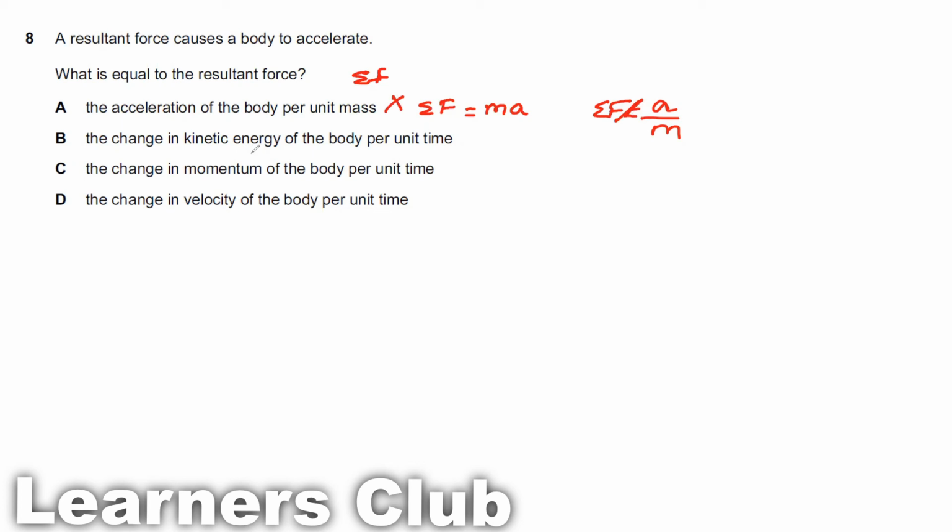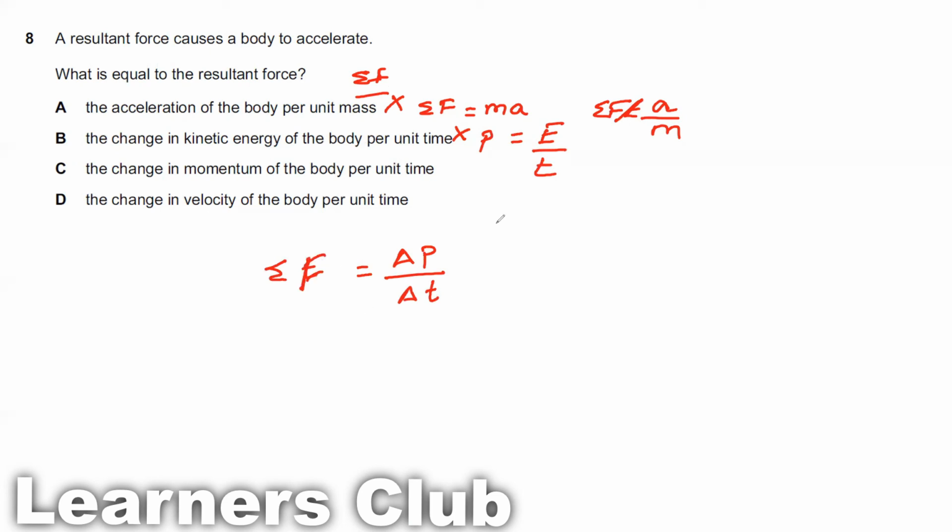The change in kinetic energy of the body per unit time. In other words, they're saying energy over time, which is power, not the resultant force. So it's incorrect. The change in momentum of the body per unit time. Change in momentum per unit time. This is also the resultant force.